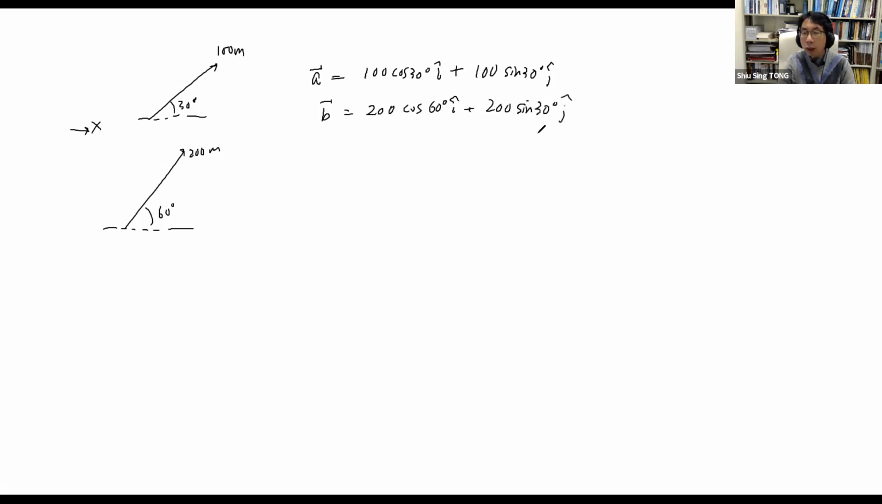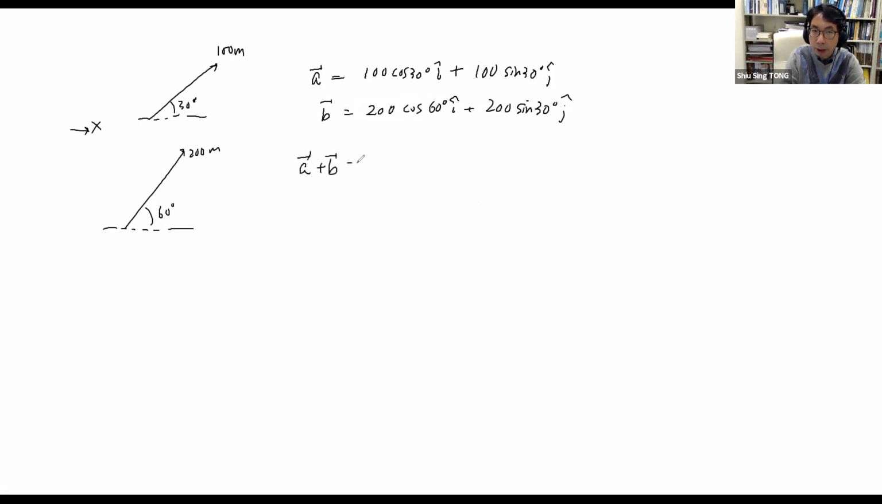For those who have a knowledge of trigonometry, because this is a special angle, you may be able to convert this sine and cosine into short form, okay? But I'm not that interested in doing this detail. I simply add up the two.